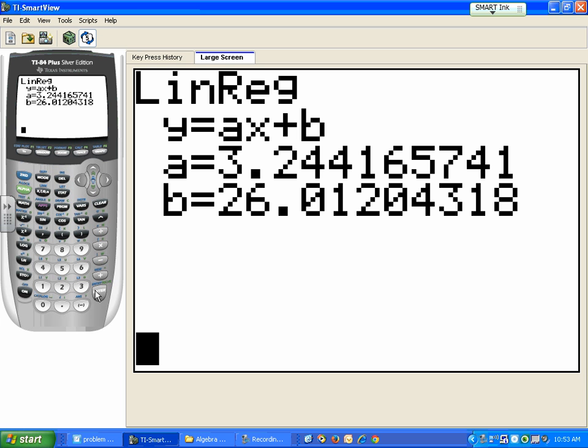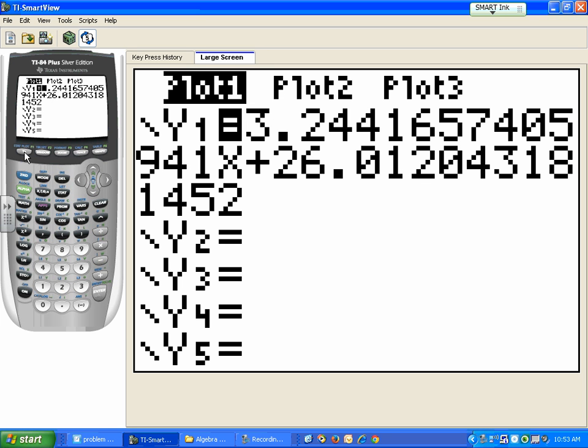This is why we want to put it in Y equals, right here, because now I don't have to remember what those are. It puts the whole thing in there, and it's going to be exact numbers. We want to be as exact as possible until the end of the problem. If at the end it says round to the nearest tenth or hundredth, do so. But if everybody get this in Y equals.